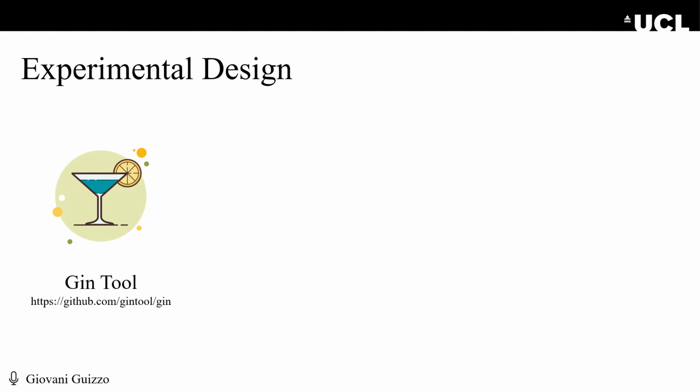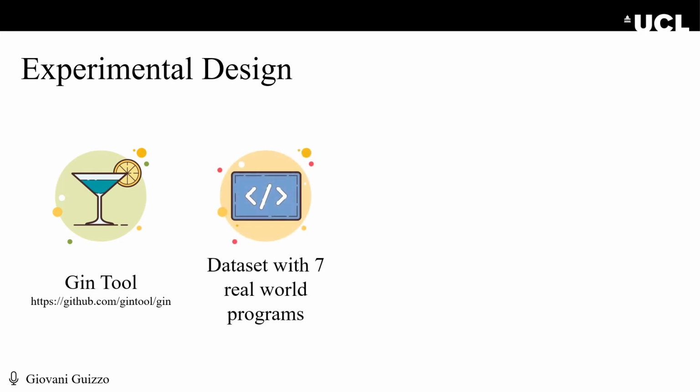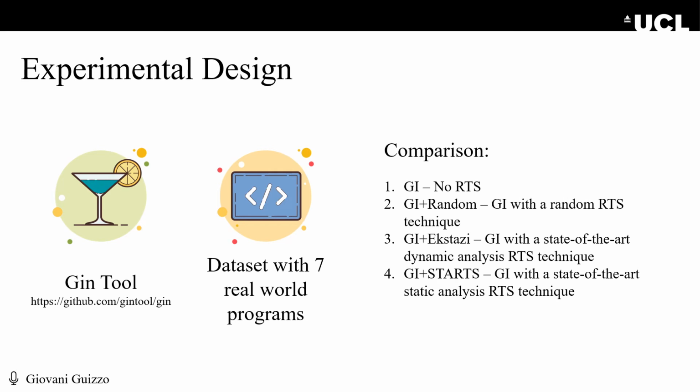For our experiments, we used Gin, an open-source GI tool for Java programs. It offers both functional and non-functional optimization algorithms. We also used 7 real-world software from the Apache Commons Suite, and we compared the results with the usage of 4 different techniques: GI with no RTS, GI with a random RTS just for sanity check, GI with Ekstazi. Ekstazi is a dynamic analysis RTS technique, and GI with STARTS. STARTS is a static analysis RTS technique.